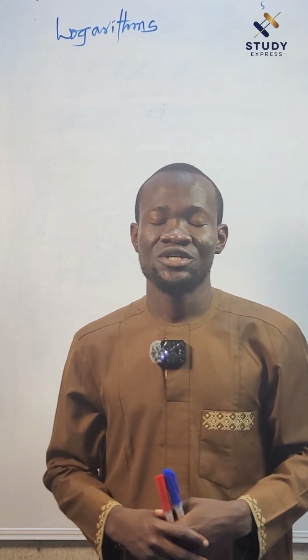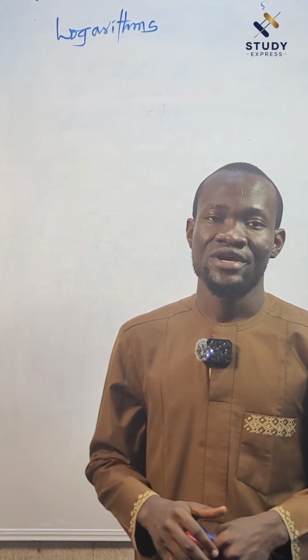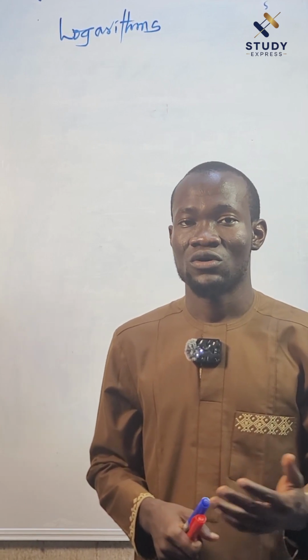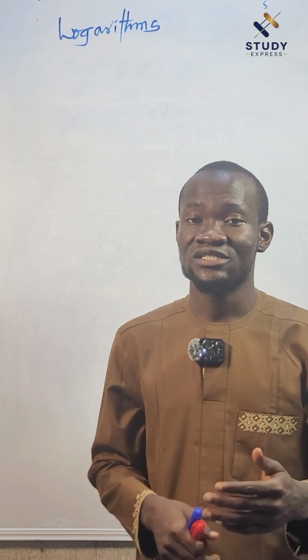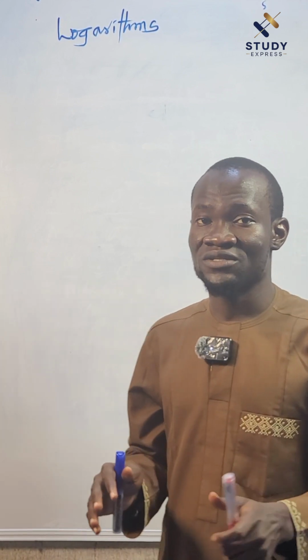Now today we're going to continue with another section of logarithmic rules, where we're going to learn how to express the power of an index. That is, if an index has an extra power, how do you simplify it? So let's start from the simplest form.